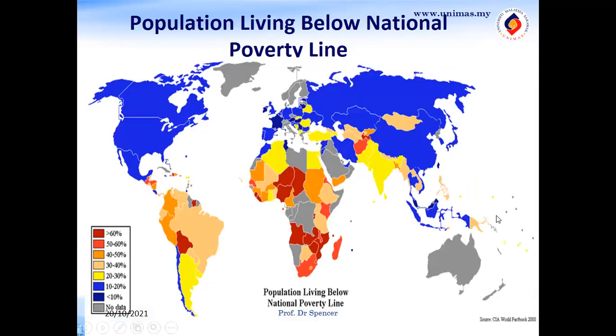Okay, so this is the distribution based on people living below the national poverty line. Jadi kalau kita lihat di sini jelas bahwa kebanyakan negara yang have people who live below poverty lines are those in South America, and particularly in Africa, and also some parts of Asia, but India, and so on.